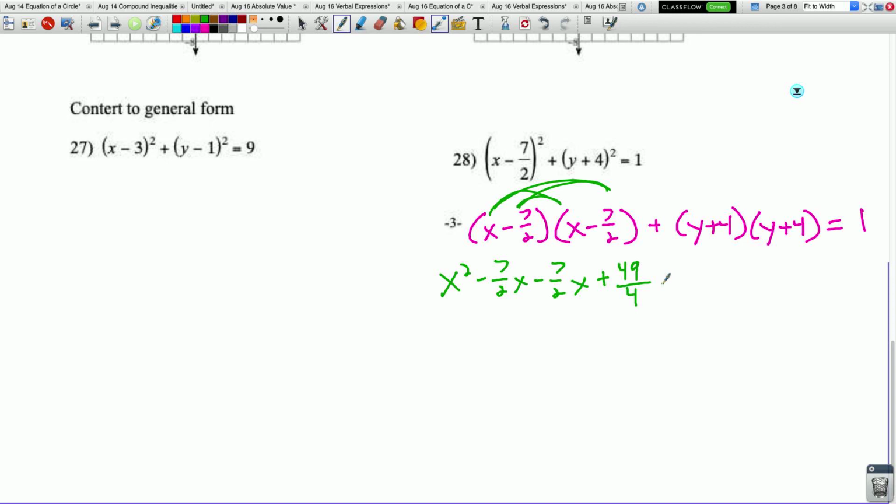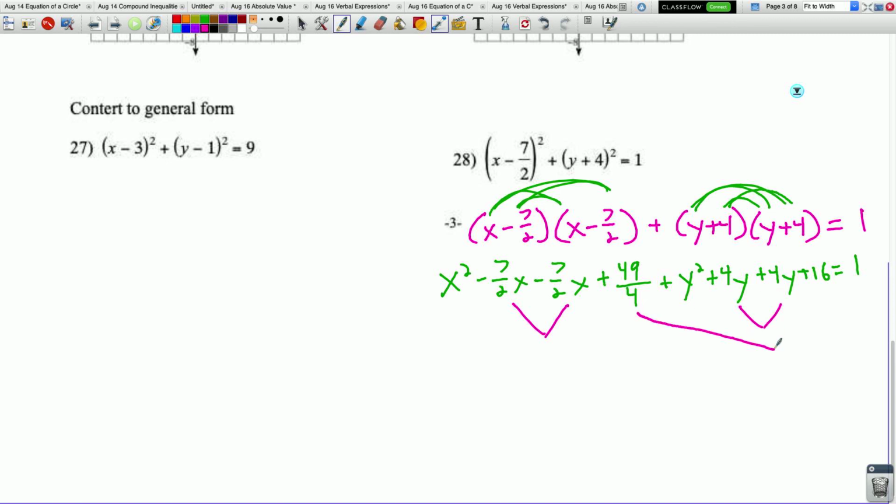Now let's distribute this one. So plus y squared plus 4y. So first, outside, inside, 4 times y is another 4y. And then last, 4 times 4 gets me a 16 equals 1. And now I want to combine like terms. This here with this 16 over here. 49 divided by 4, that's going to be 12.25.